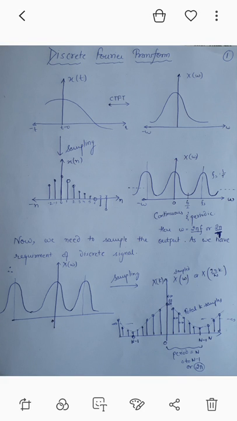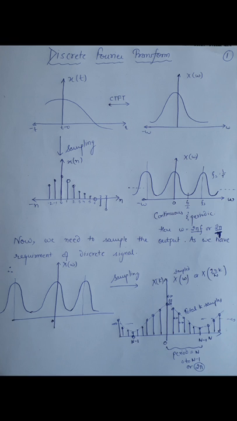Let's start with the next unit, that is discrete Fourier transform. In the last unit we saw the discrete time Fourier transform. Let's suppose we have a signal x of t. We know that the CTFT of that signal is represented by x of omega, that is the frequency domain. Similarly, if we sample the signal x of t, we get x of n, and if we find the DTFT of the signal, we get again x of omega.